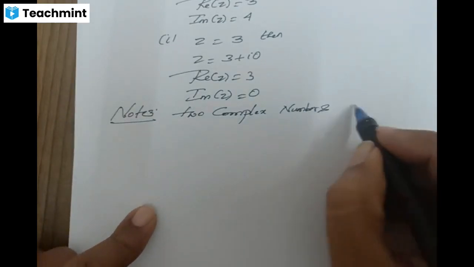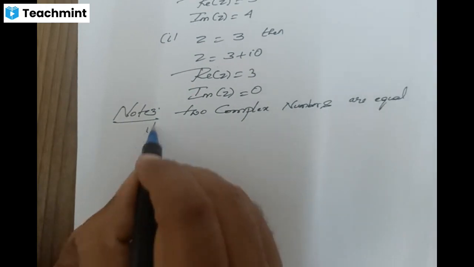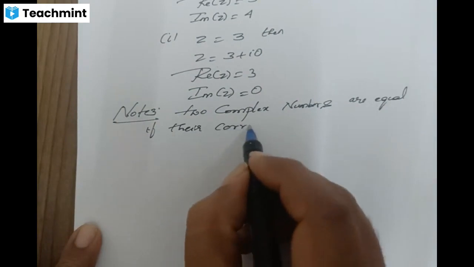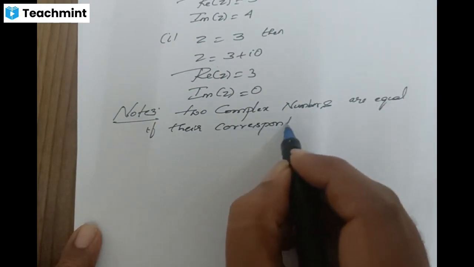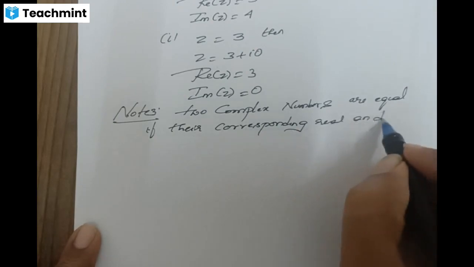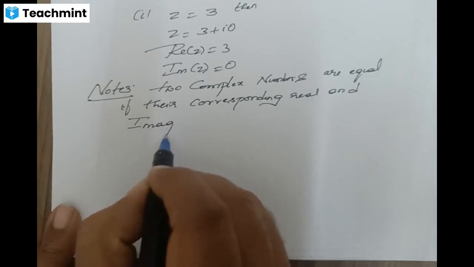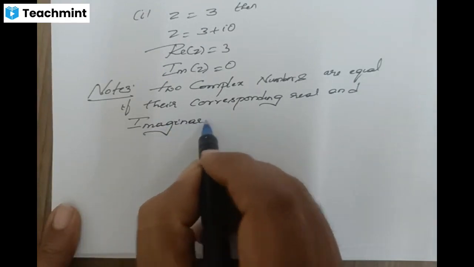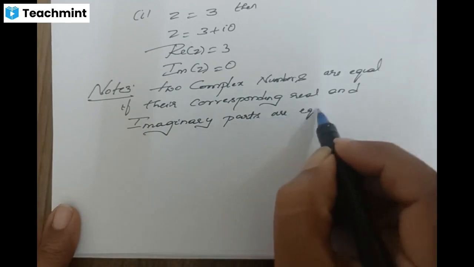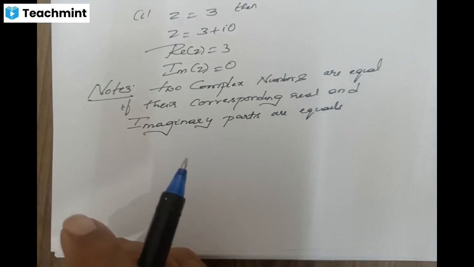Two complex numbers are equal if their corresponding real and imaginary parts are equal. See, so two complex numbers are equal if and only if their real parts and imaginary parts are equal.